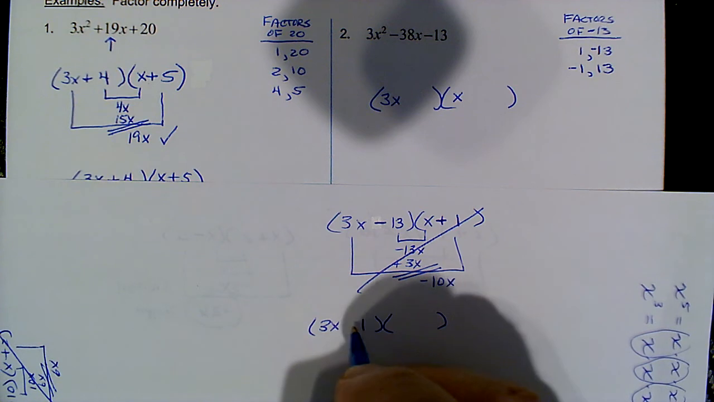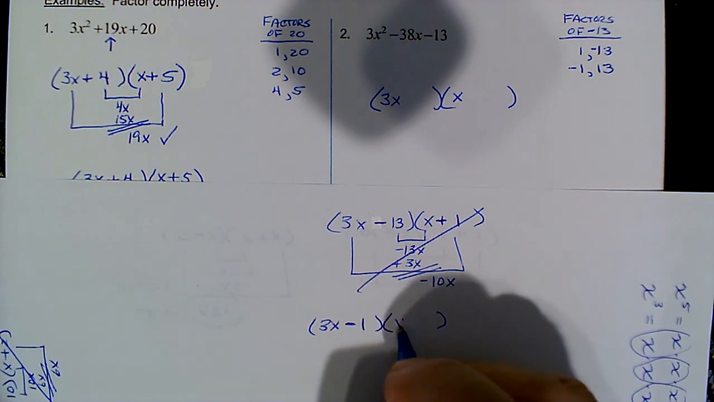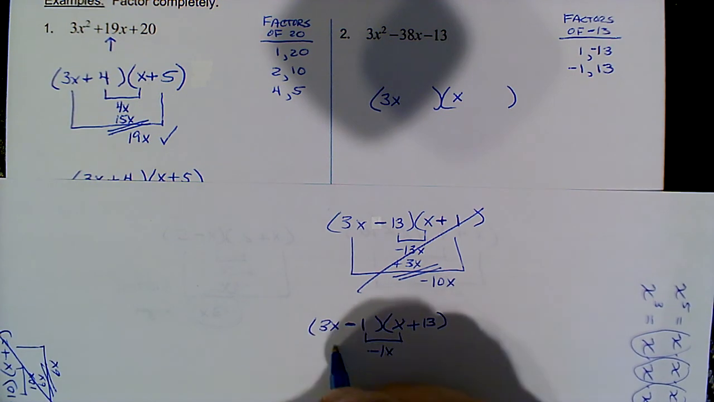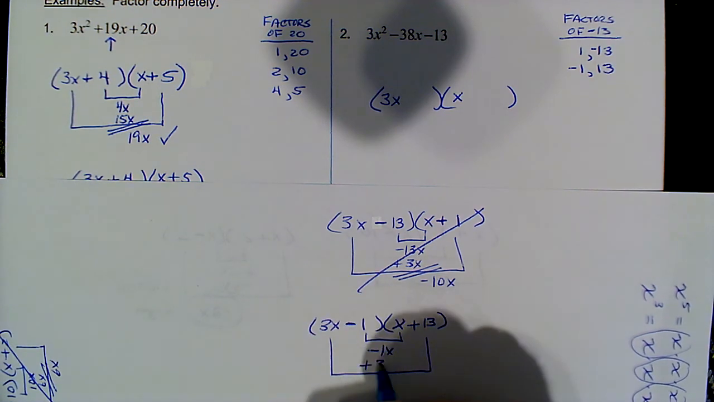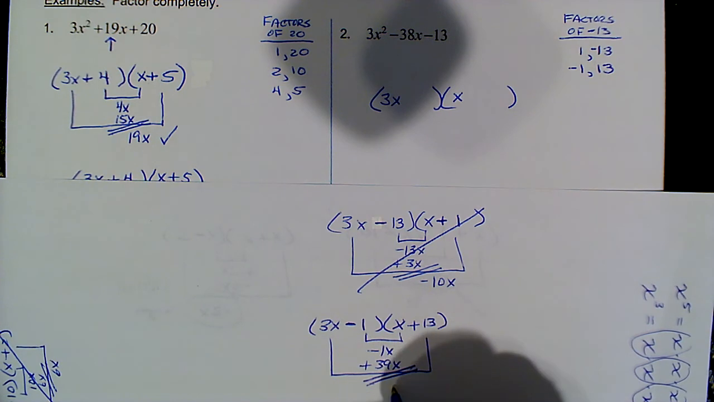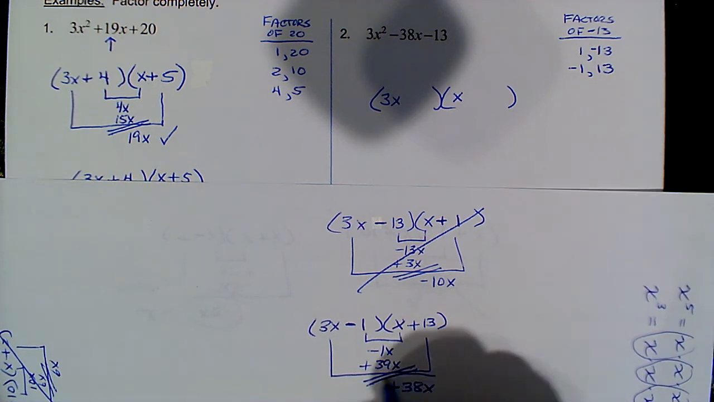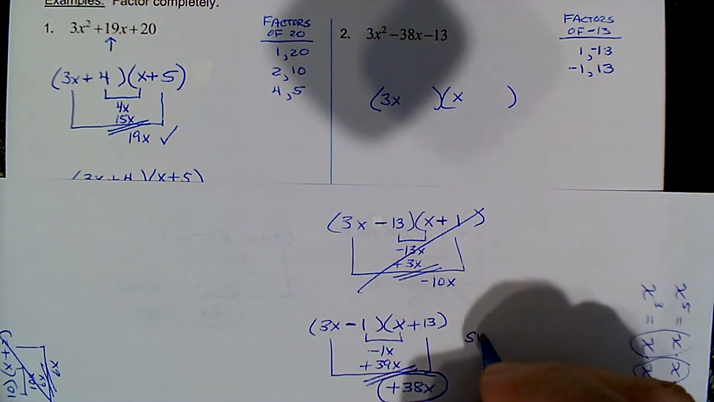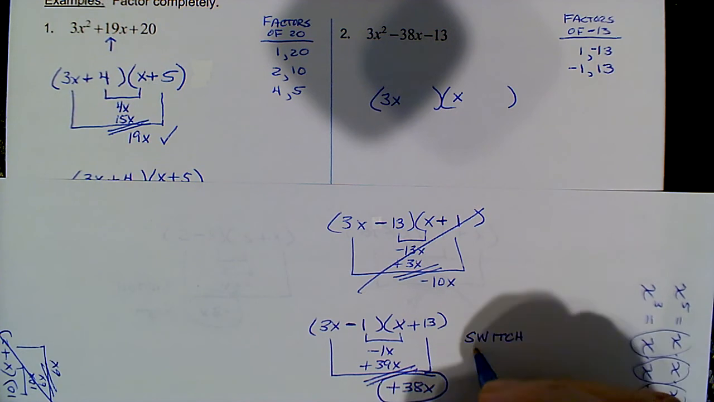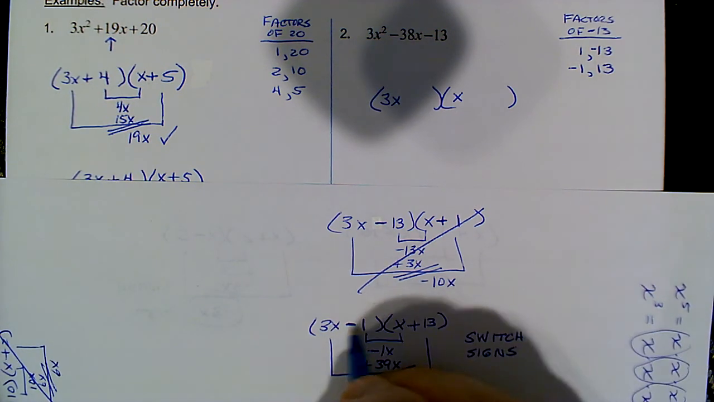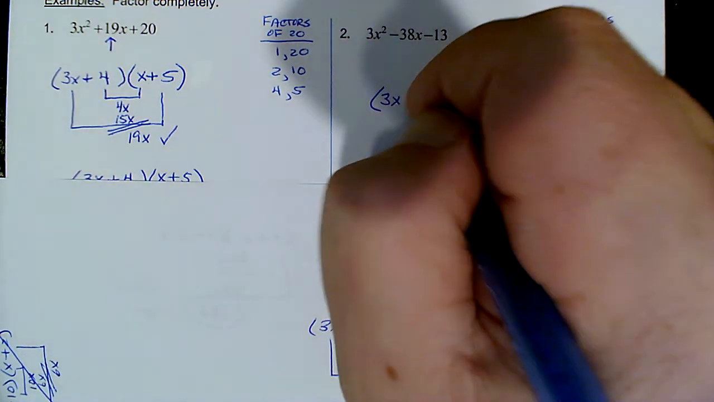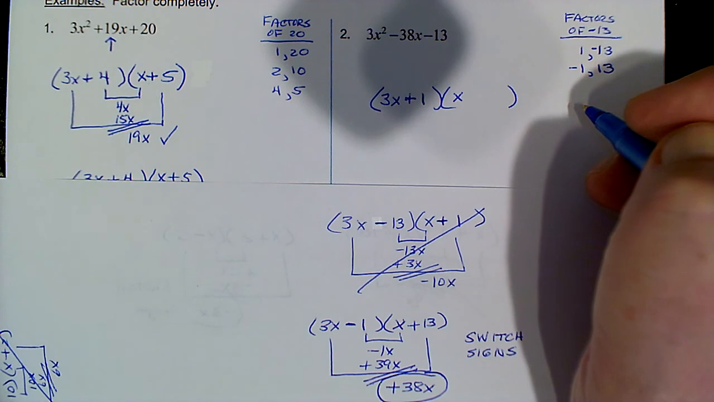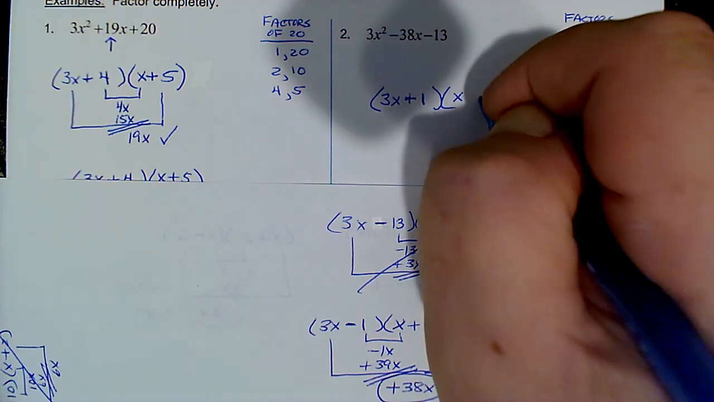So if I put the 1 with the 3x, let me leave that as negative for now, and put the 13 with the x. Then the inner product's negative 1x, and the outer product is positive 39x, which combine to give us a positive 38x. But we were looking for a negative 38x, so therefore we just switched the signs between the two terms in the binomial. So the 1 goes with the 3x, but it's positive, and the negative 13 goes with the x, but that's negative.